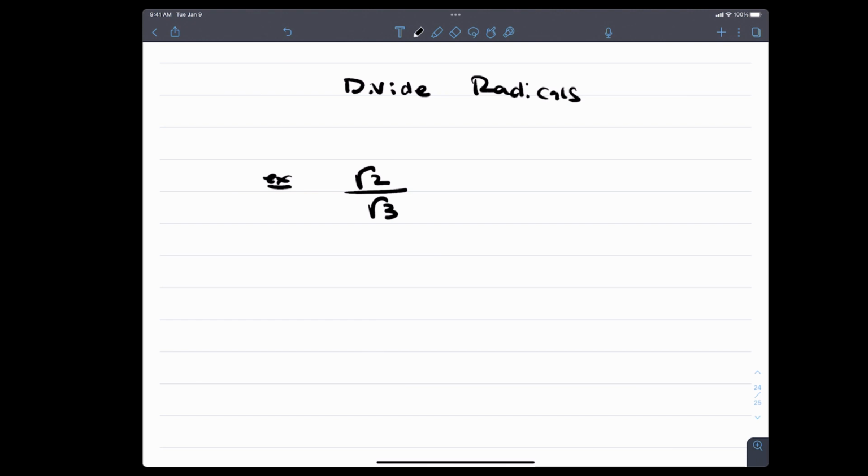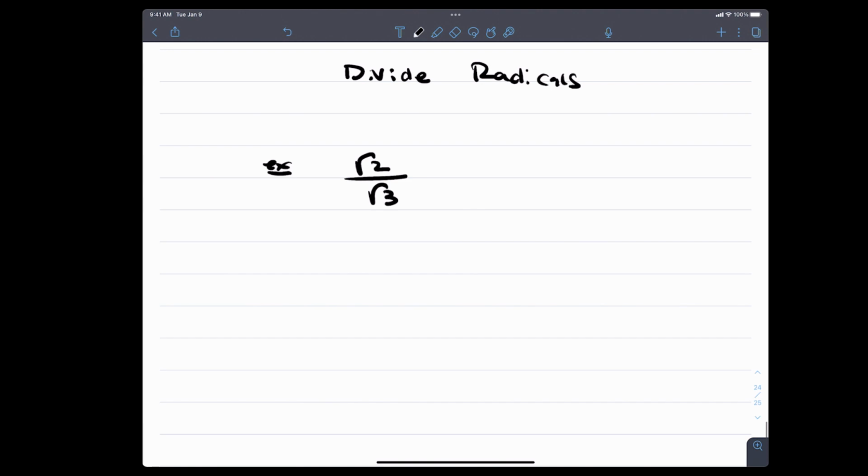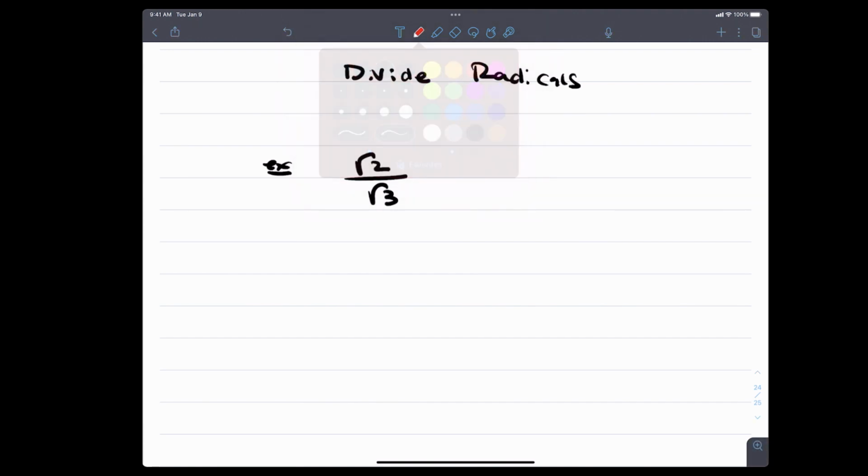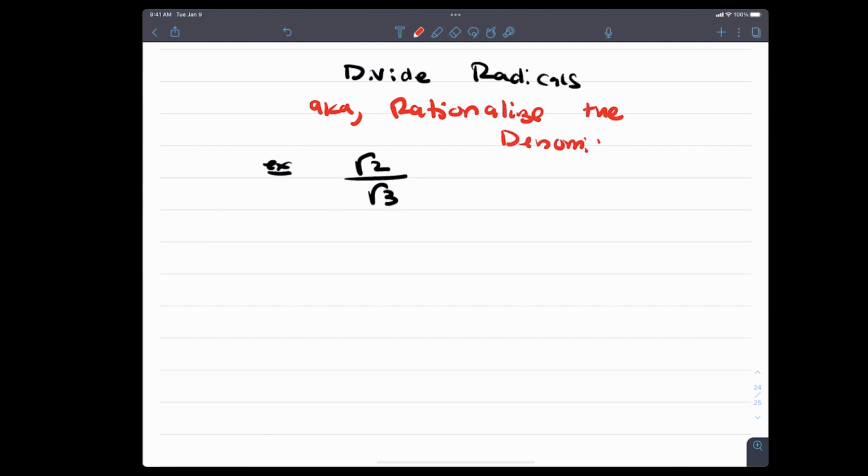No, let me show you. There's going to be a format here. So dividing radicals, let me tell you guys something here. This process and procedure is also called rationalize the denominator. Okay, so you have two things here.